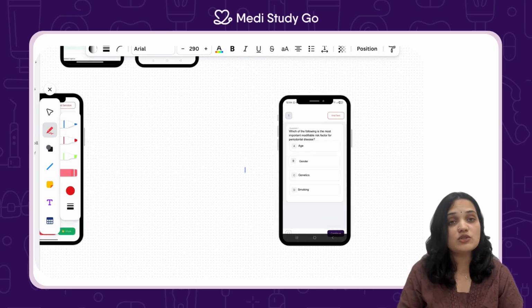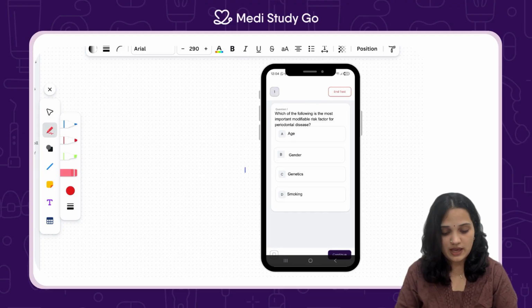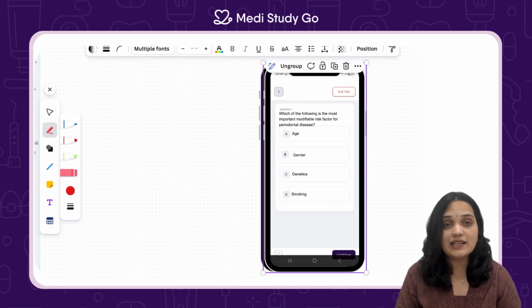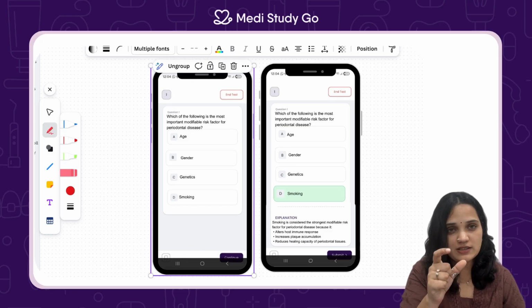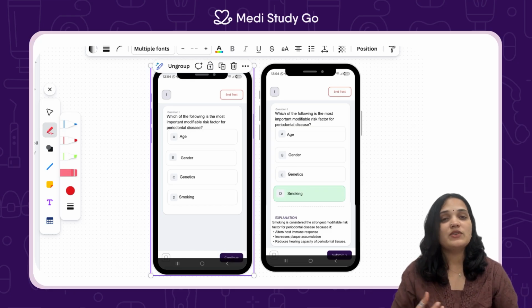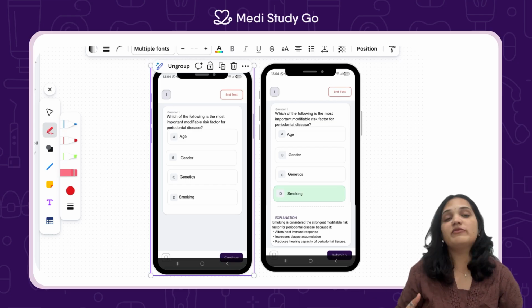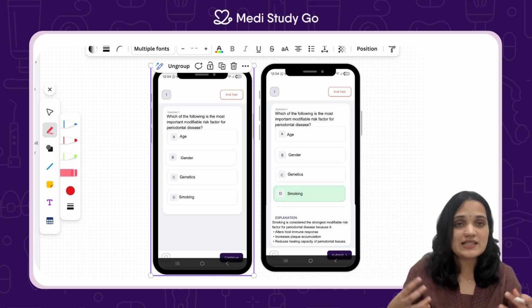Which of the following is the most important modifiable risk factor for periodontal disease? A, age, B, gender, C, genetics, and D, smoking. D, smoking. So we've learned what a modifiable factor is, right? You remember? It's something that's in our control. So the most modifiable factor, the factor that we can control the most, or it's in our hands to control the most, is smoking.